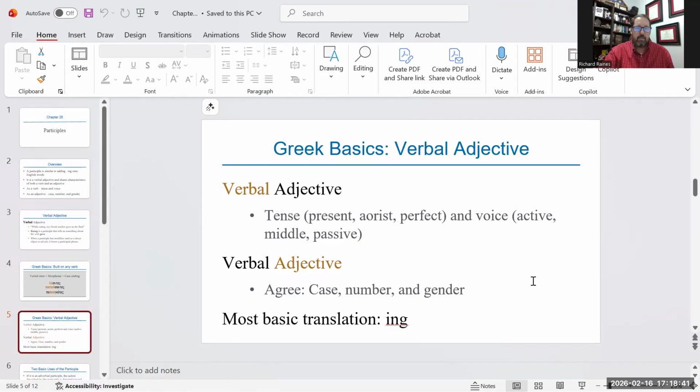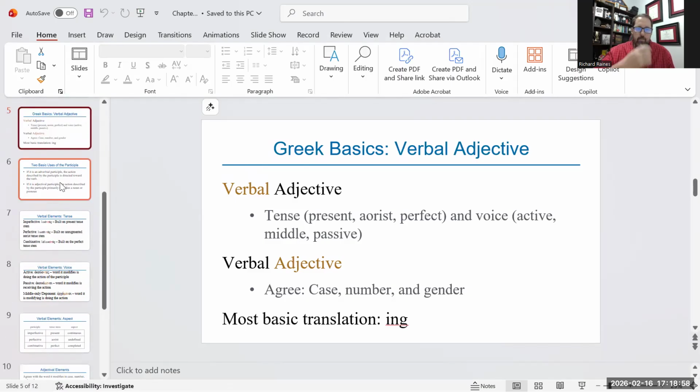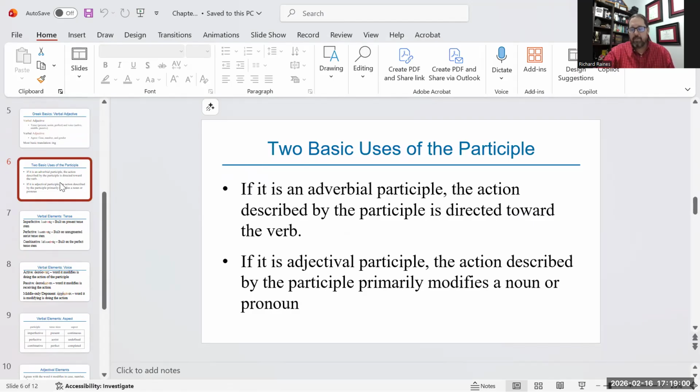So we've already said this. Verbal adjective has tense. Examples are present, aorist, and perfect. Has voice, active, middle, and passive. As an adjective, has case, number, and gender, and most of your basic translations are going to have -ing. And now this is the exegetical part of this, the part that just adding -ing is not going to really communicate.